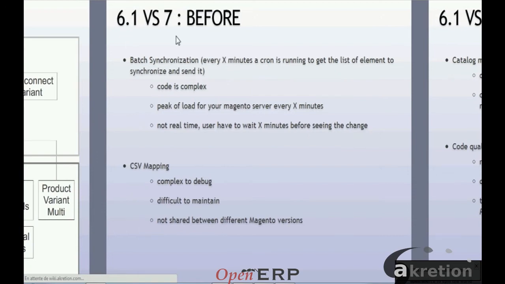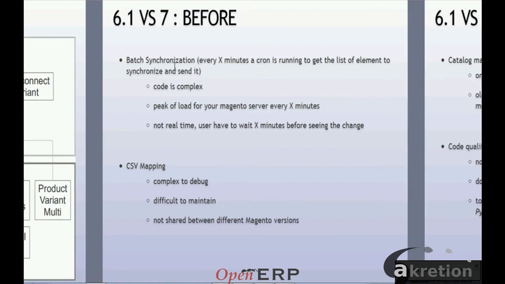So in the 6.1 version, the synchronization was a batch. So for example, if I want to synchronize my products, there is a cron task that runs, for example, every half hour. And every half hour, the cron task is going to look at all of the products that have been updated during the last half an hour, during the last 30 minutes.